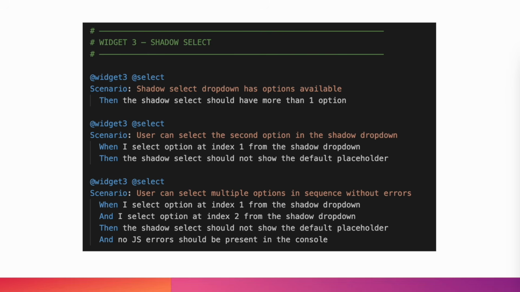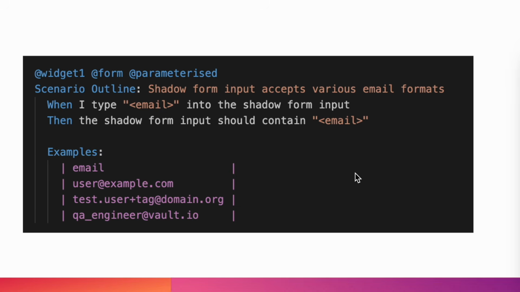This is the one that looks at the shadow select function. You have a drop down which has a number of options you can select from it. We also have parameterized scenarios using scenario outline and an examples table. The email input test runs 3 times with 3 different email formats. Clean data driven testing here without duplicated scenarios.